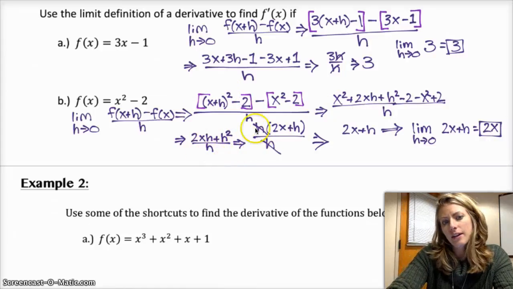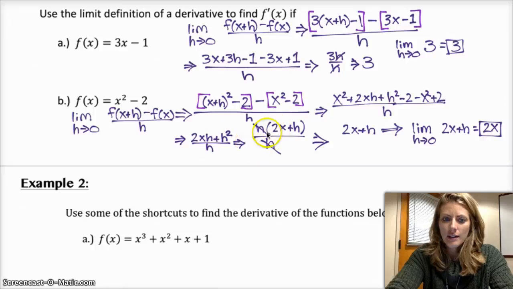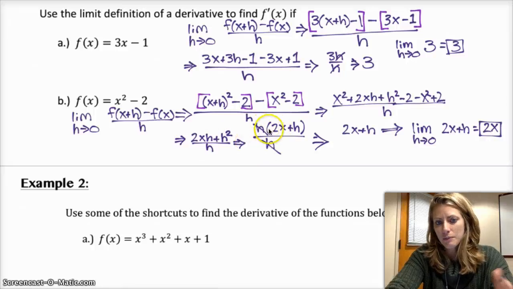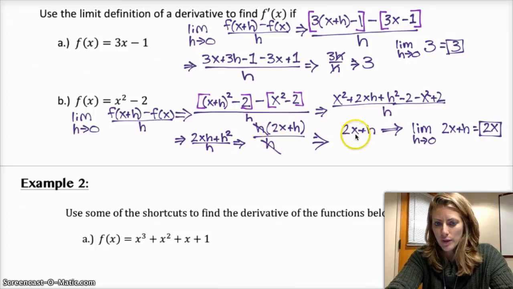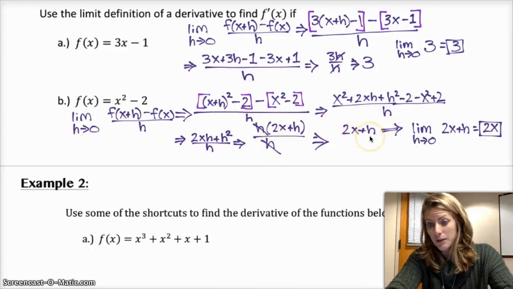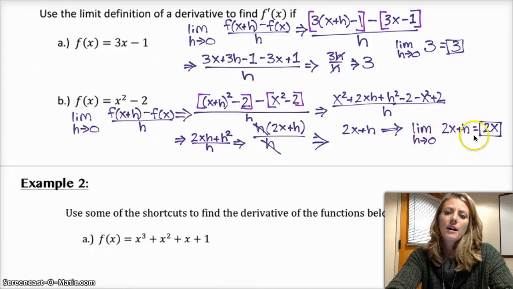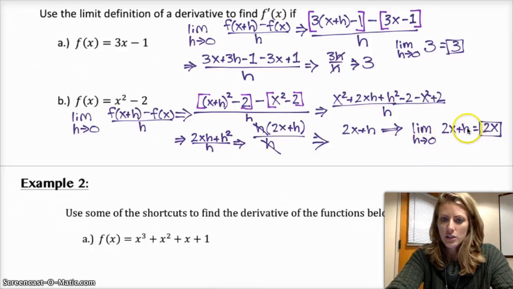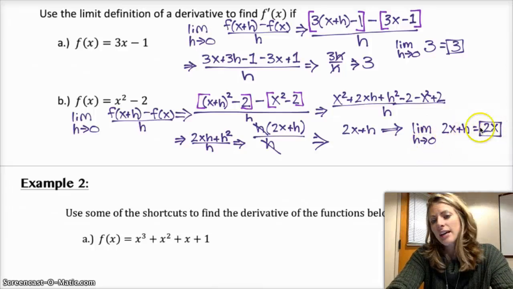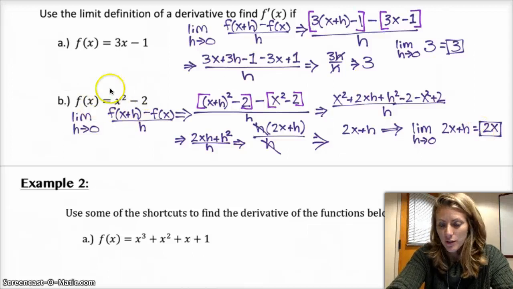So then I can pull out an h from the numerator, h times (2x plus h) over h. The h's cancel, and I'm left with 2x plus h. Again, don't forget about your limit, so you want to take the limit as h goes to 0 of 2x plus h, and that equals just 2x, right? You just plug in 0 for h. And so this is the derivative function of this graph.